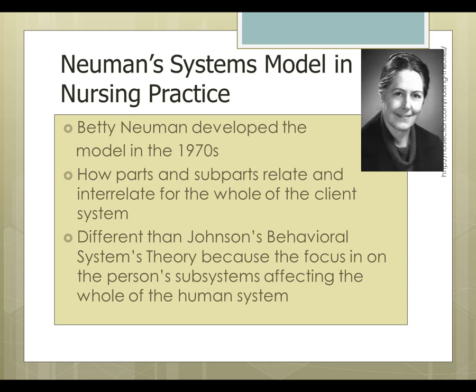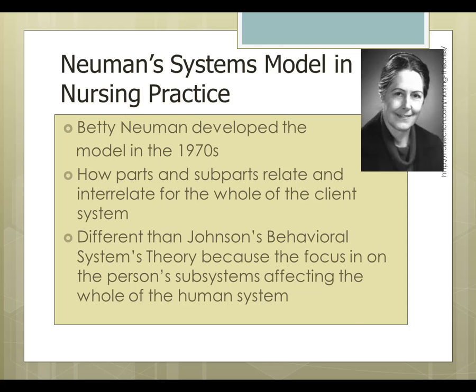Okay, Neuman's systems model in nursing practice. She actually developed this in the 1970s, and it has evolved a bit over time. Let's not confuse, there are two Neumans. This is N-E-U-M-A-N, and her name is Betty. There is a N-E-W-M-A-N, and that is an extremely abstract model. It is, I believe, in your textbook. You can use it if you want to, but please make sure that if you're using the Newman, N-E-W-M-A-N, that you are actually talking about her and not this Newman.